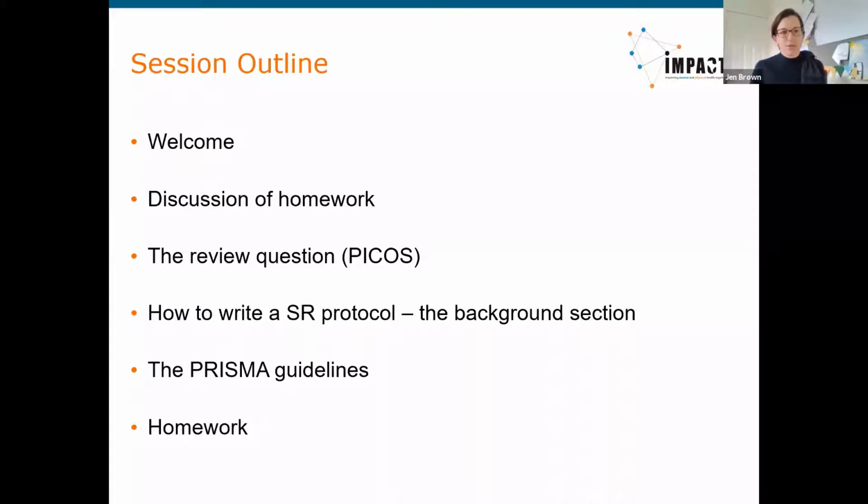We'll spend a little bit of time talking about what to include in the background of a review, a protocol, and the review itself, and then we'll also cover a little bit about the PRISMA guidelines. Again, if you don't know what PRISMA is, don't worry, hopefully you will know by the end of today.